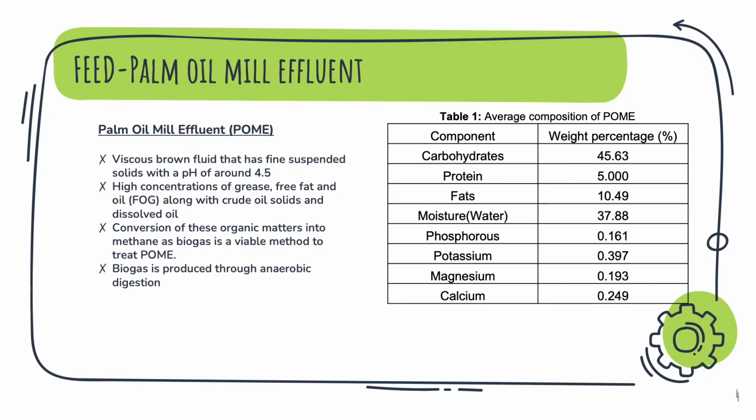The feed for our reactor system is the palm oil mill effluent or POME. It is a viscous brown fluid that has suspended solids with a pH of around 4.5. It has a high concentration of grease, free fat and oil, along with crude oil solids and dissolved oil. And so, converting the organic matter inside POME to biogas is a viable method to treat POME. Biogas is produced through anaerobic digestion. Table 1 shows the average composition of POME.